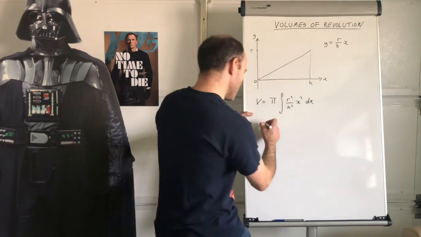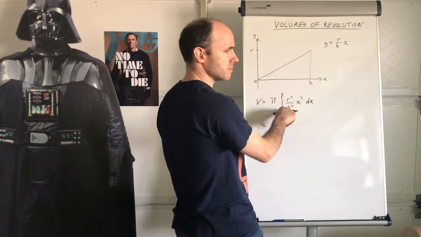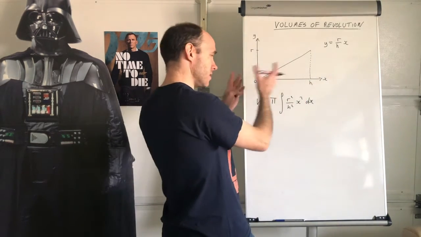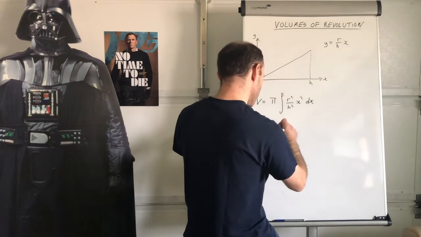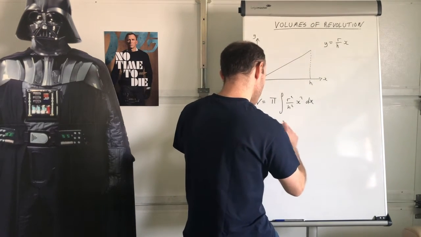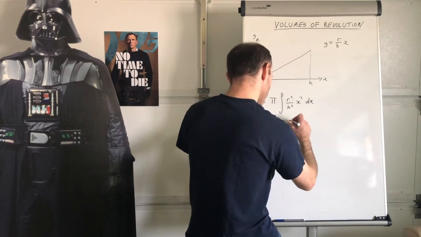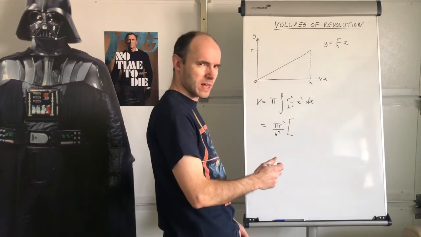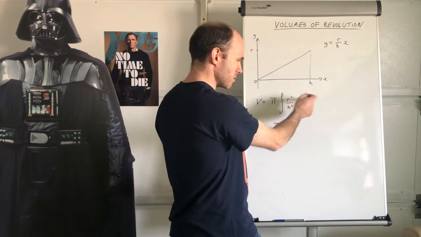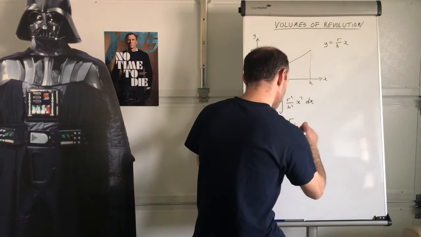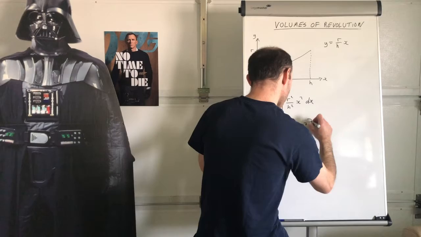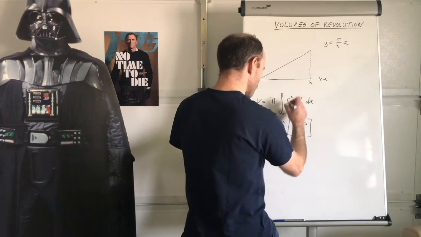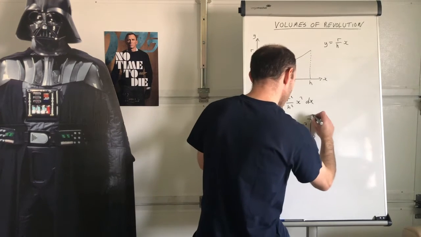Now, because r and h are not in terms of x, you can treat them like constants and you can just bring them outside the integral bracket. So I'm going to write that as pi r squared over h squared, and then we're just going to integrate x squared with respect to x. That gives us 1/3 x cubed. Then put in the limits, between 0 and h, and there we go.